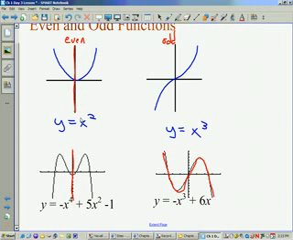Now, if we look at the equations of even functions, the equations of even functions only have even exponents. And that's including this -1, because we'll assume this -1 has x to the 0, which would make that an even exponent. The exponents on odd functions are all odd. So this is 3. If there's no exponent there, we assume that's a 1, which is also an odd number.